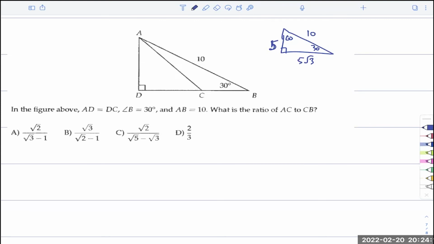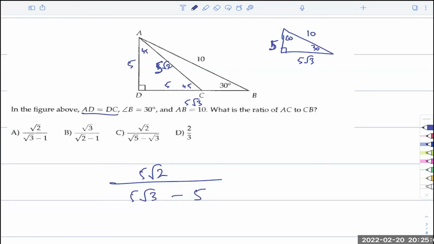That's fine. But they're also saying that AD is equal to DC, which means that this is a 45, 45 triangle. Which means if this is 5, then this is also 5. And this whole portion is 5 square root 3. Now, if that is 5, what will this one be? 5 square root 2. It's a 45, 45 triangle. That'd be 5 square root 2. And now you have the sides. One is 5 square root 2. And the other is 5 square root 3 minus 5. Do you get that?